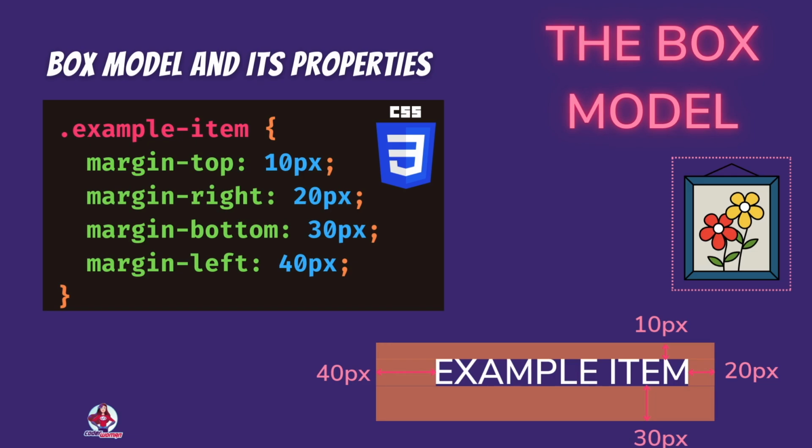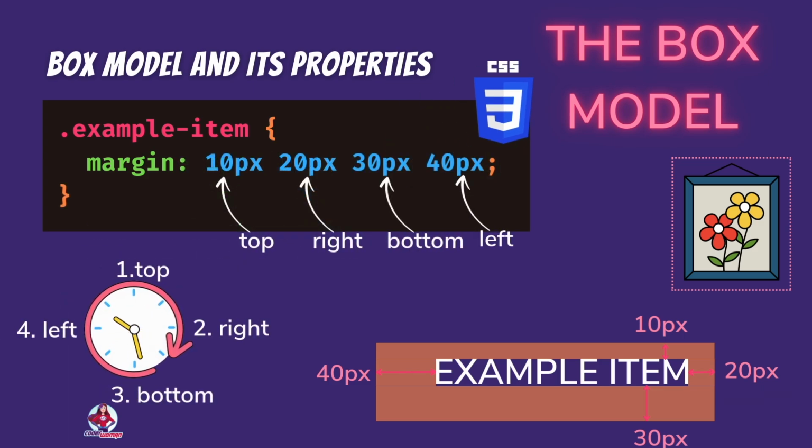In this example, we set a 10 pixel margin at the top, 20 pixels on the right, 30 at the bottom, and 40 on the left. You can also use a shorter way to write these values in one line. The order goes clockwise, starting from the top, margin right, margin bottom, and margin left.